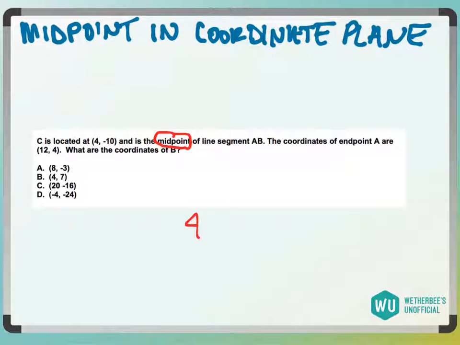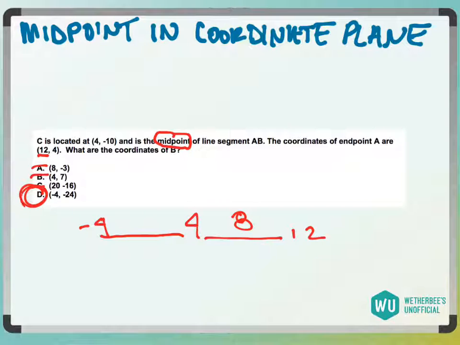Let's just start with the x-coordinate. We have 4, right? And 4 to 12, which would be this way. 4 to 12 this way, a distance of 12, right? 4 to 12 would be 8 coordinate points. So if 4 is the midpoint, I'd go 8 coordinate points this way, which would bring me to -4, right? So get rid of A, B, and C. Honestly, obviously, it would just be answer choice D.